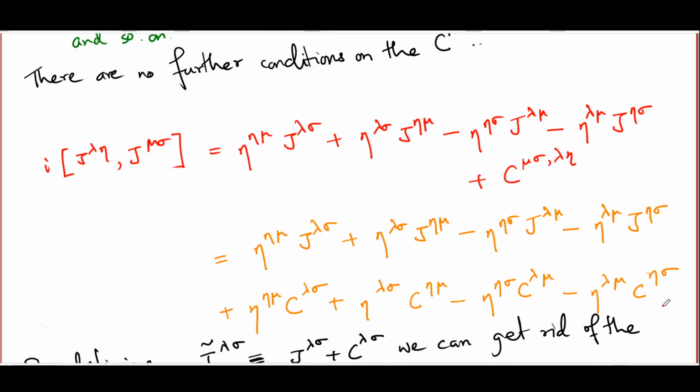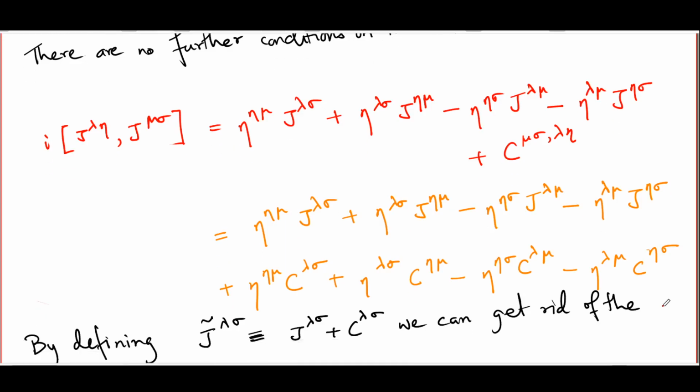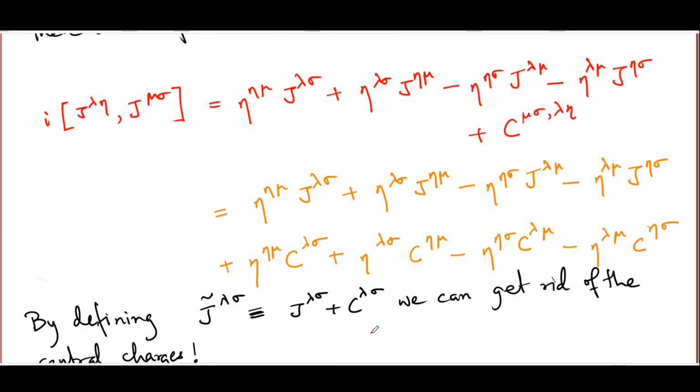And if you were to now define G lambda sigma plus C lambda sigma as J tilde lambda sigma, then these two together will give you J tilde eta mu, these two together will give you J tilde lambda mu, and these two together will give you J tilde eta sigma. And of course, the commutator between J tilde lambda eta and J tilde mu sigma is going to be the same as the commutator between J lambda eta and J mu sigma. After all, the C's don't give you any additional terms in the commutation.